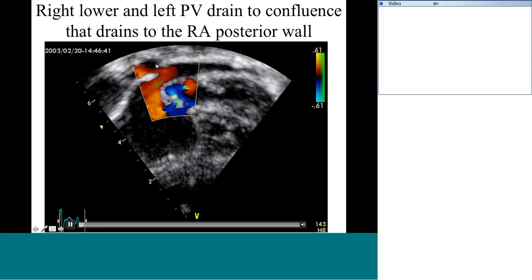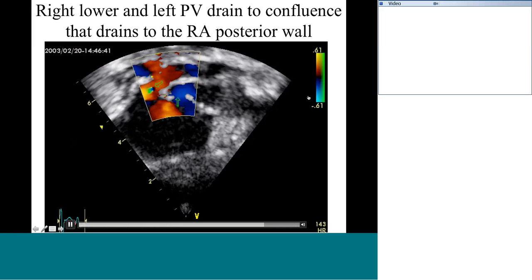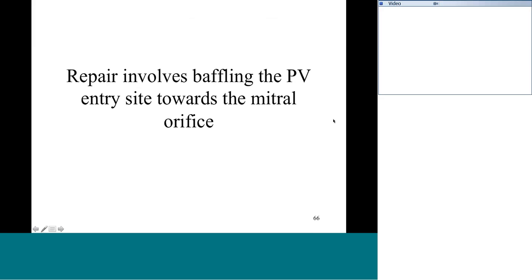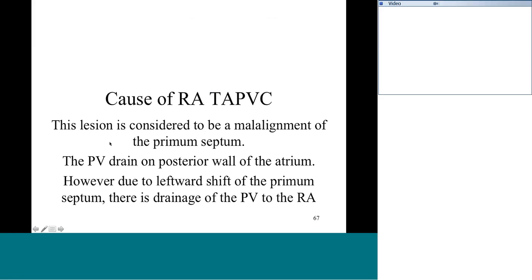So this is the left pulmonary vein, the right pulmonary vein, everything draining into the right atrium, and through the PFO, the blood is going into the left atrium. Repair involves baffling of the pulmonary vein entry towards the mitral valve orifice. The cause of right atrial TAPVC is due to malalignment of the primum septum. If the primum septum is deviated to the left side, the left-sided deviation results in all the 4 pulmonary veins being committed to the rightward side of the atrium, and that results in the right atrial form of TAPVC. So this is the right atrial form of TAPVC.